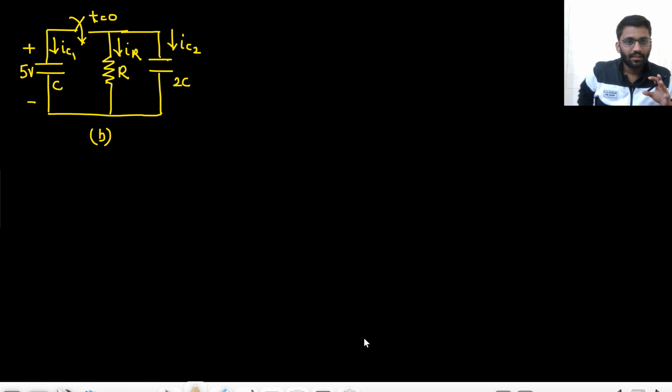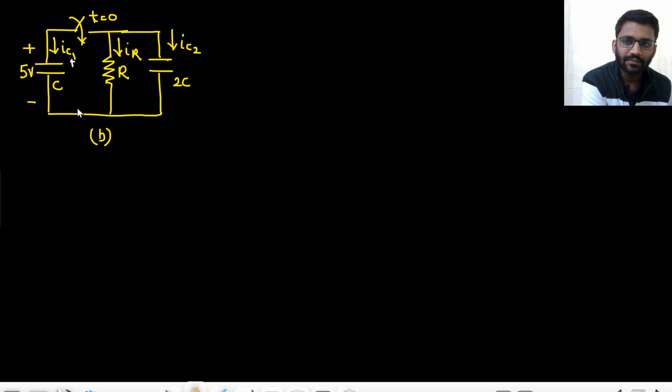Not by voltages. For finding the current at t equals 0, you can use voltage, because the current would be C dV by dt at that time. But for t equals 0 plus, you don't need to use voltages. So in this circuit, for the voltage waveform, what happens? I hope all of you know.